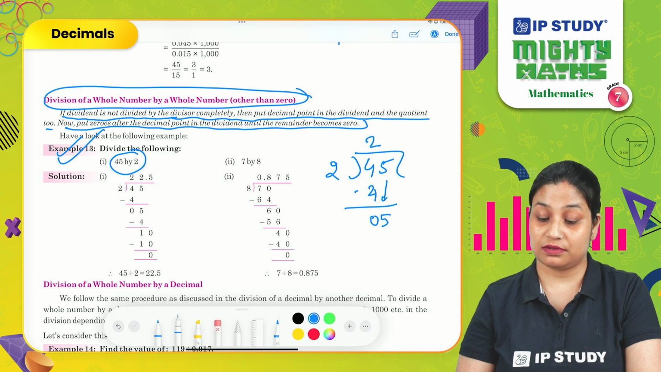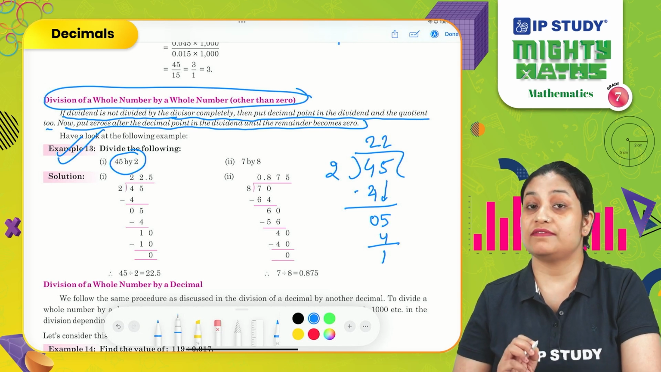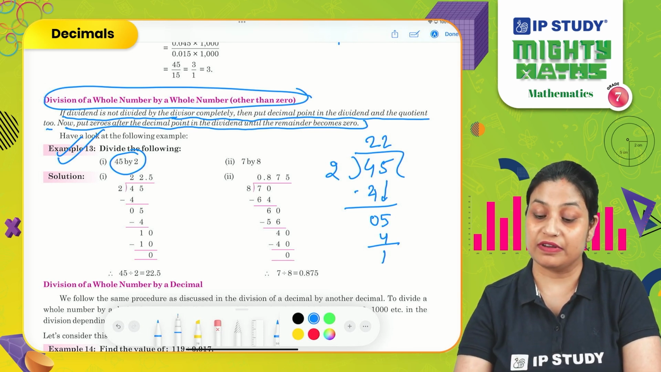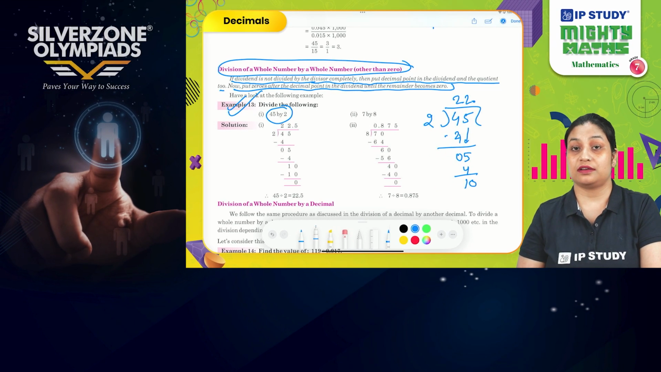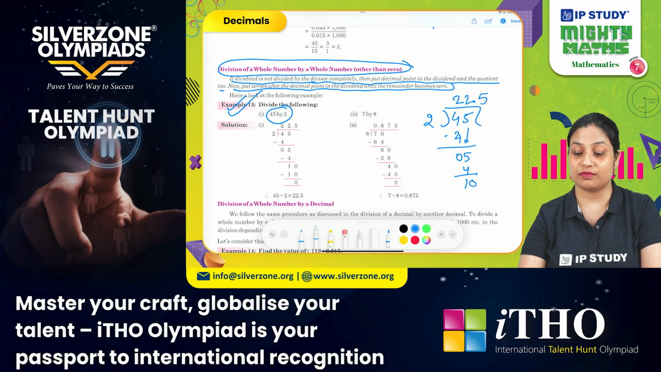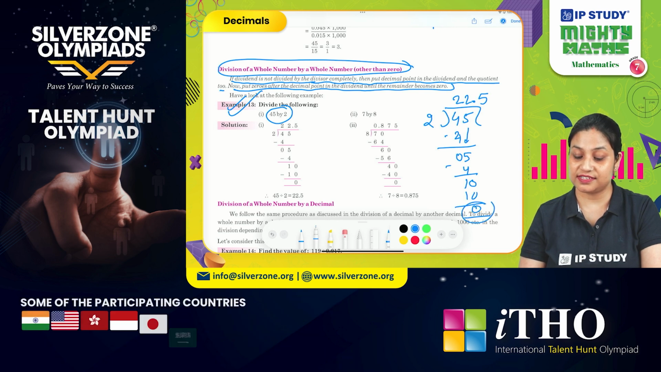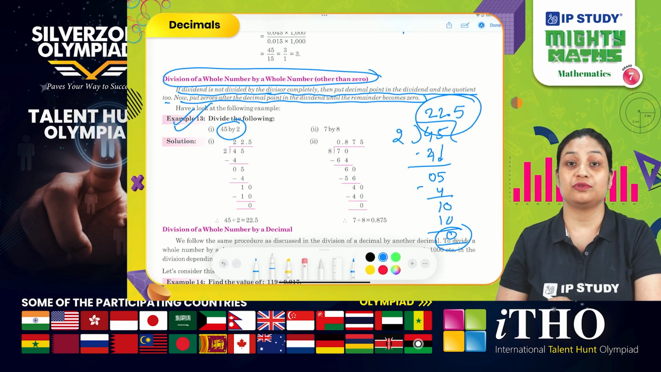Now, how many times again? We have to write 2 over here. We have to write 4 and then we are left with 1. Since 1 is not divisible by 2, what we will do? We will put the decimal point over here in the quotient and then we will put a 0 over here. Now check how many times 10 comes in the table of 2. It comes 5 times. So I will write 5 over here and then write 10. Subtract, you will get a remainder 0. So we will stop the division over here because the remainder becomes 0. It means that your result is 22.5.